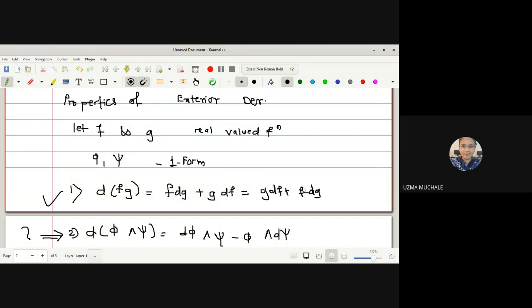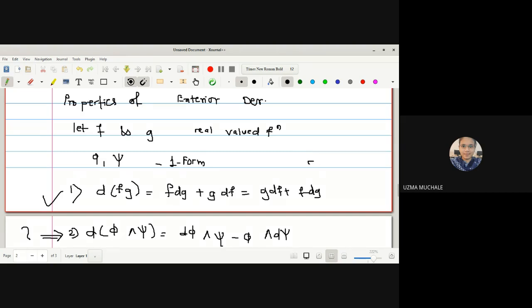But if it has the wedge product, then it is difficult because you cannot interchange the position. You have to be very careful about the positions also. Because अगर आपका simply कोई abelian group है या फिर real valued function है, real line है, so real line is a field.